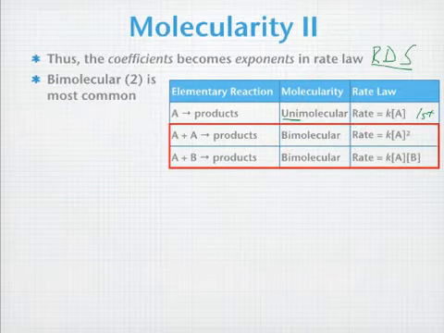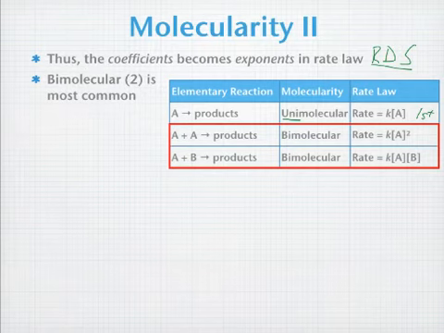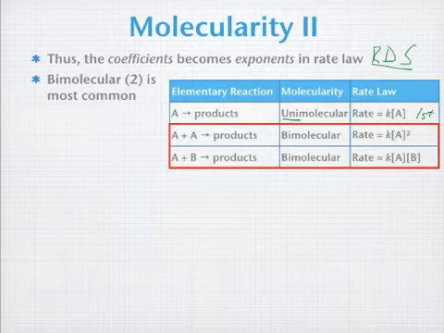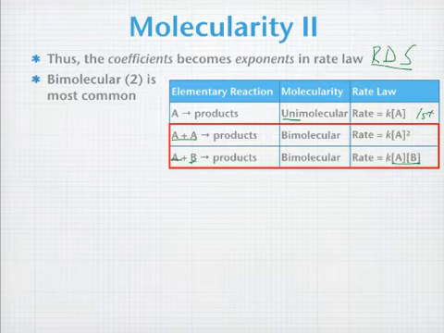If we have two reactants coming together, this is a bimolecular reaction. These are by far the most common because usually we have two reactants coming together in the rate determining step. And as we saw on the previous page, we can either have two A's coming together, in which case we have second order in A and second order overall, or we can have an A and a B coming together, in which case we'll have a mechanism that's first order in A, first order in B, and second order overall.